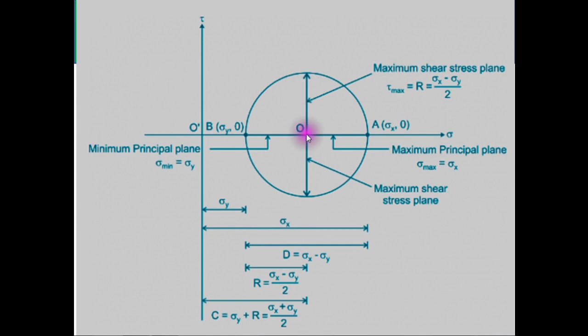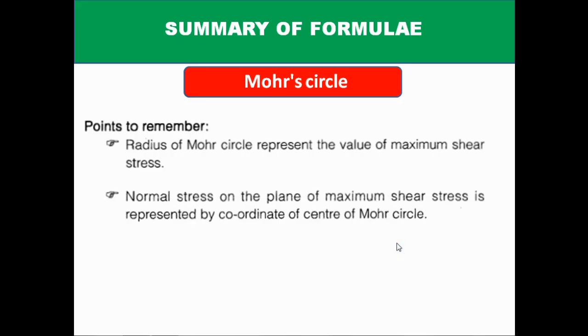This radius represents the maximum shear stress, and the plane or line OA represents the maximum principal plane, OB represents minimum principal plane, this vertical line represents the maximum shear stress plane. Normal stress on the plane of maximum shear stress is represented by the coordinate of center of Mohr circle.